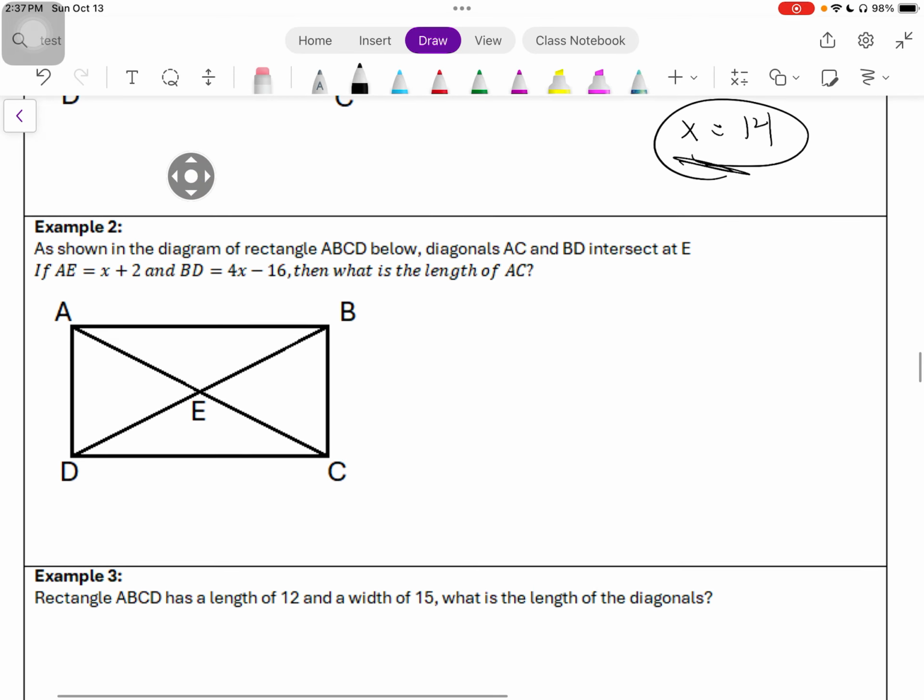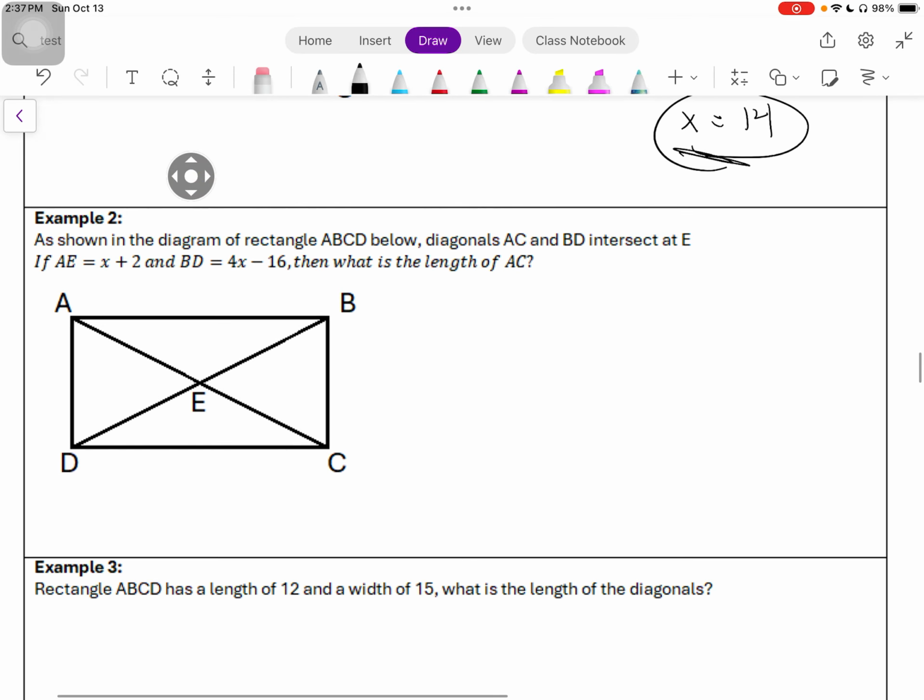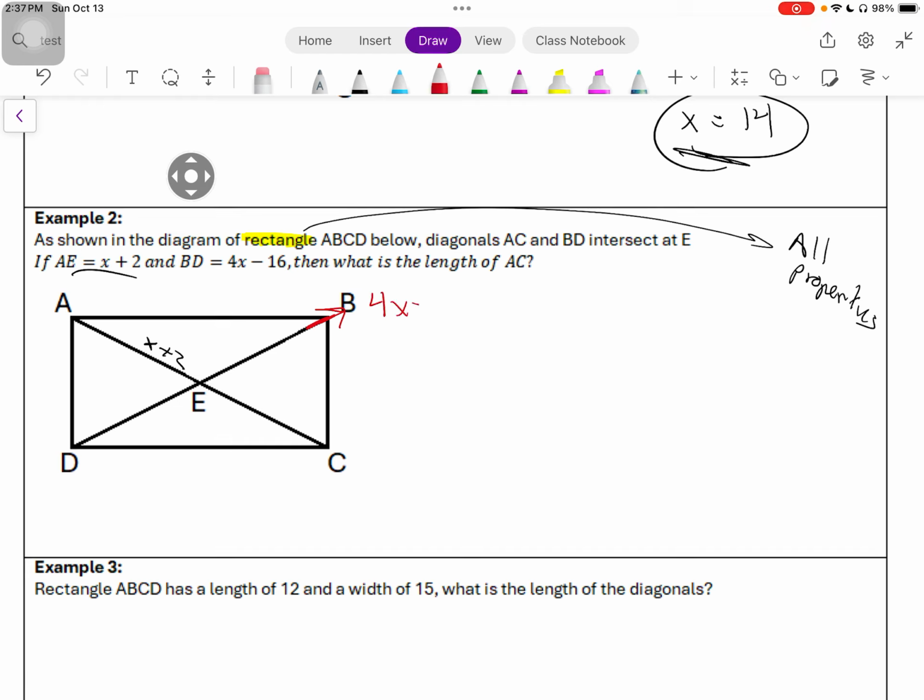As shown in the diagram of rectangle ABCD below, again, when I see that this is a rectangle, that means I have access to all of the properties. All right, AC and BD intersect at E. If AE is x plus 2, and then BD, this whole thing, is 4x minus 16, what is the length of AC?